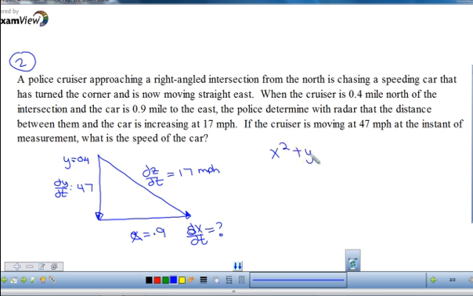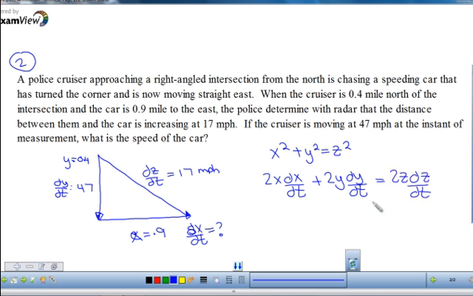Okay, so I'm going to have to use the Pythagorean theorem. So x squared plus y squared is equal to z squared. So 2x dx/dt plus 2y dy/dt is going to equal 2z dz/dt. So then we're going to go ahead and substitute everything we know. Okay, so we have 2 times 0.9, we're trying to find dx/dt, plus 2 times 0.4 times 47. But notice that he's going down, so we're going to call that negative 47, equal to 2.